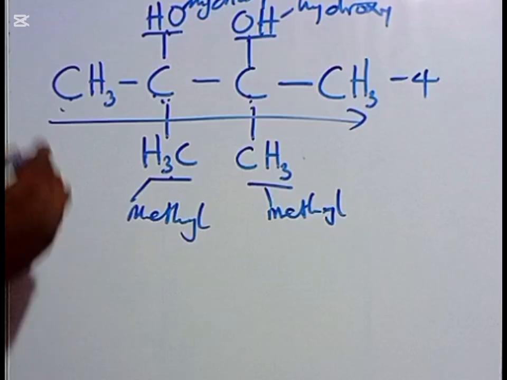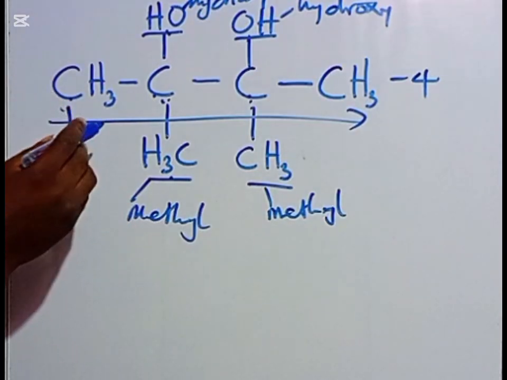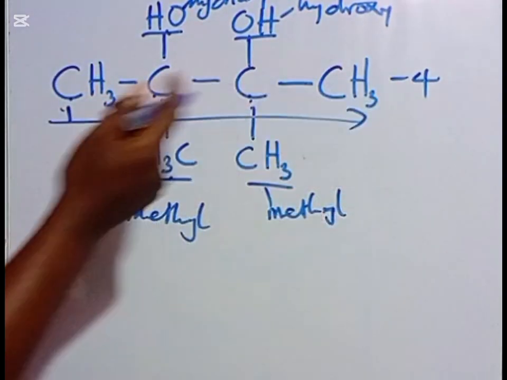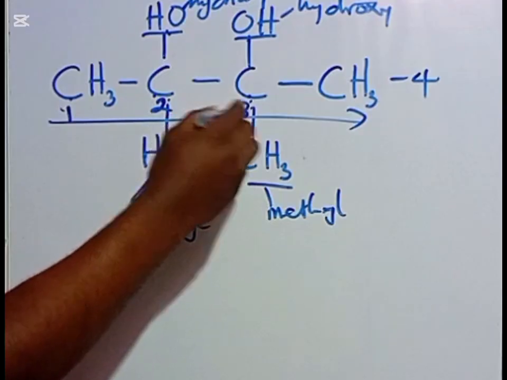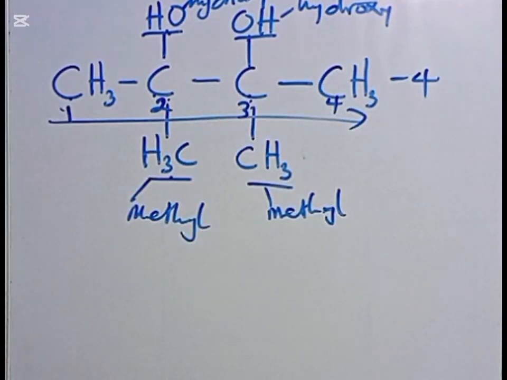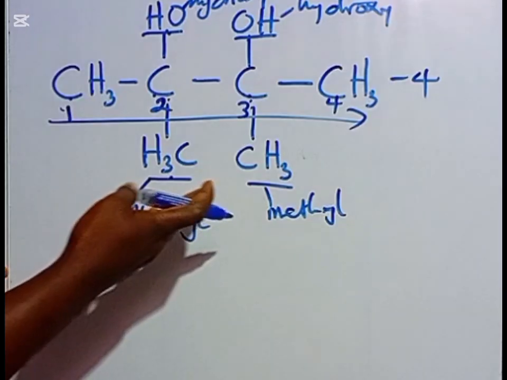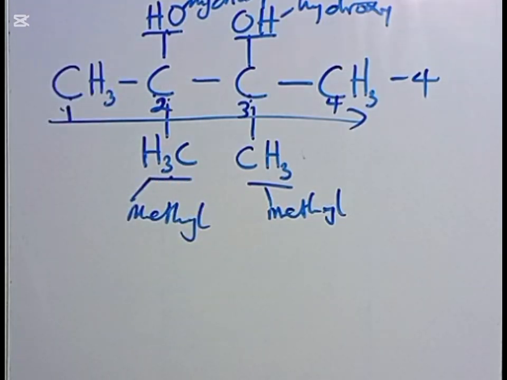So in naming the compound, let's just put the number 1 here. This is the end chain. Number 2, number 3, number 4. Now we have the methyl group and the hydroxy group, the methyl branched chains.